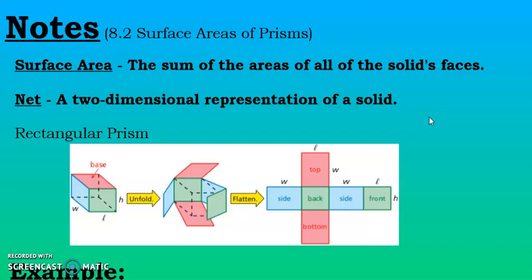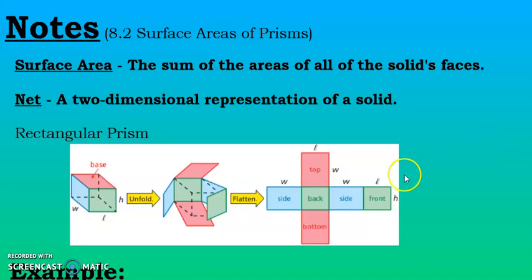Another thing you need to be aware of, especially since the textbook emphasizes this strategy more than anything else, is a net. I don't, but it's just an option that you have. It's a two-dimensional representation of a solid. So if I were to take this rectangular prism and unfold it and then flatten it, it would look like this, all unfolded. Imagine cutting open a cereal box and then unfolding it. This is what it would look like.